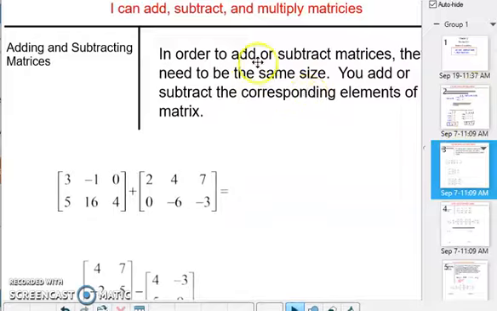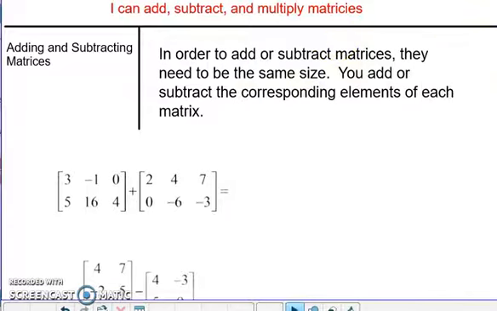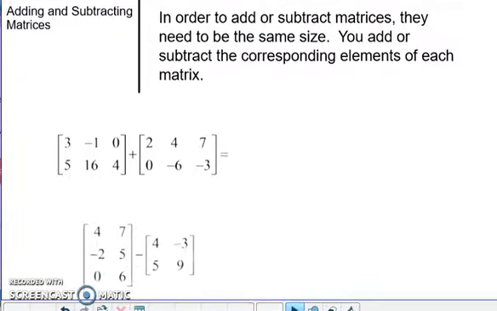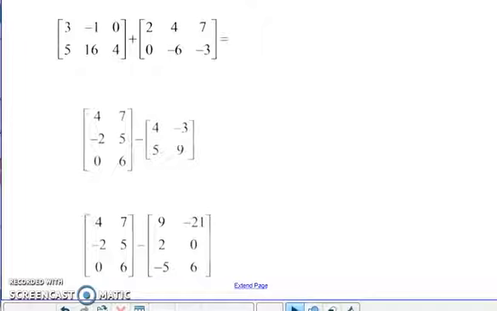In order to add and subtract matrices, they need to be the same size. You add and subtract the corresponding elements. If you look at the first one, the rows and the columns are the same. This has 2 rows, 3 columns. The second one has 2 rows, 3 columns. So I can add the corresponding parts.